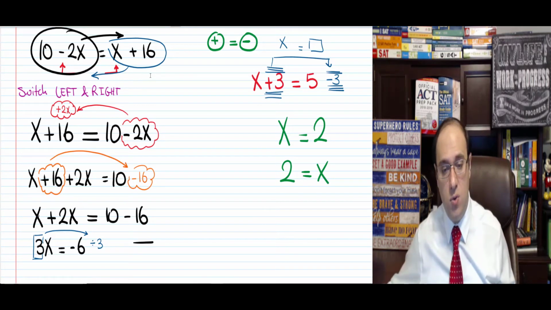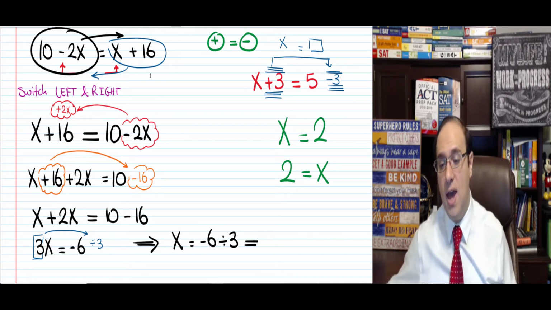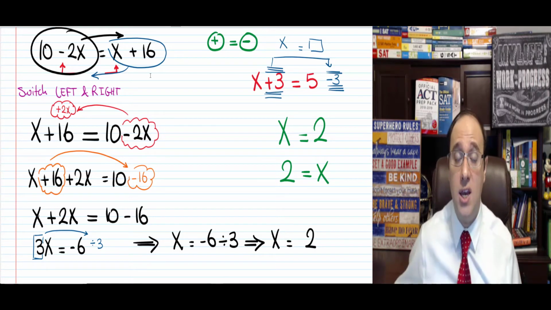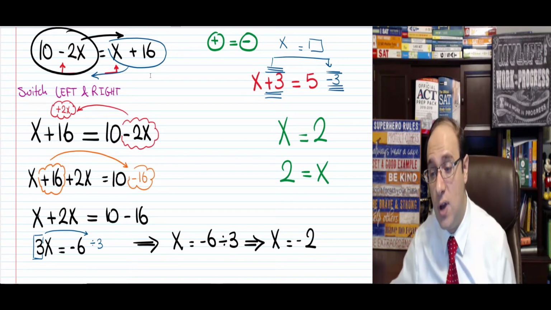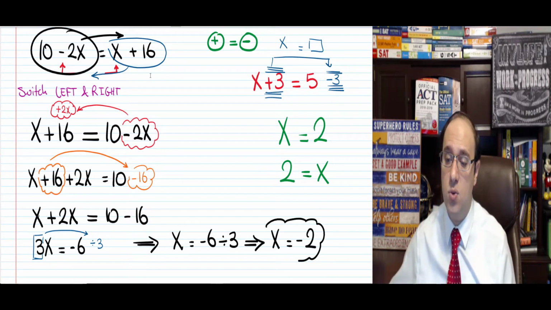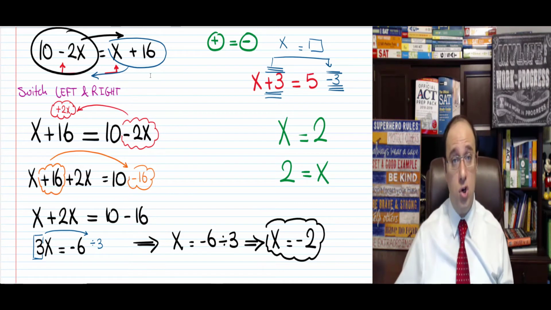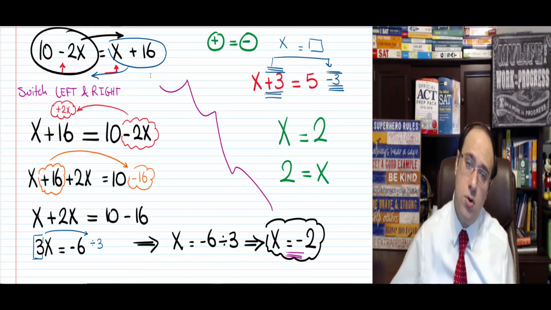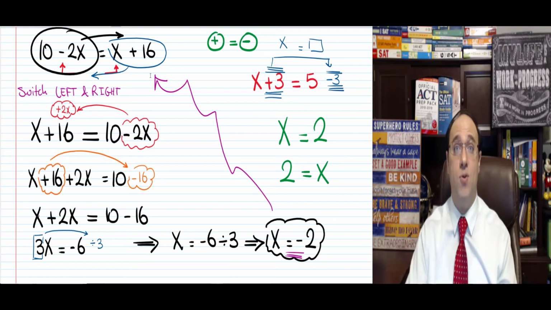This gives me a new equation, x equals -6 divided by 3. Okay, 6 divided by 3 is 2. There's a negative sign, and if there's one negative sign in the division or multiplication, then the answer has to be negative. So the answer is x equals -2. Of course, don't forget that you can always, and you should, test your answer. Take x equals -2, go to the original question, plug it in, and make sure you get the same answer on the left and on the right.